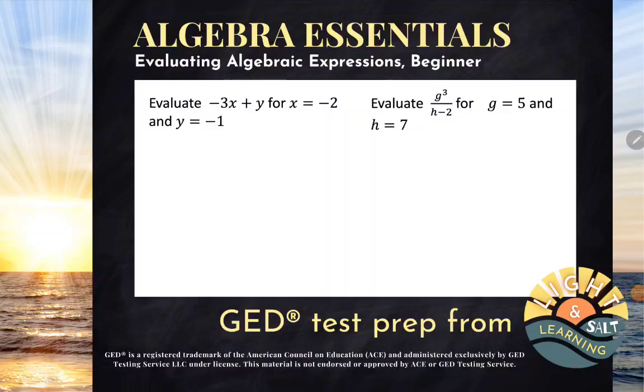Hey, algebra students, let's go ahead and walk through what looks kind of ugly slowly so you can see it's not half as bad as it looks. Okay, first problem here says evaluate negative 3x plus y for x equals negative 2 and y equals negative 1.